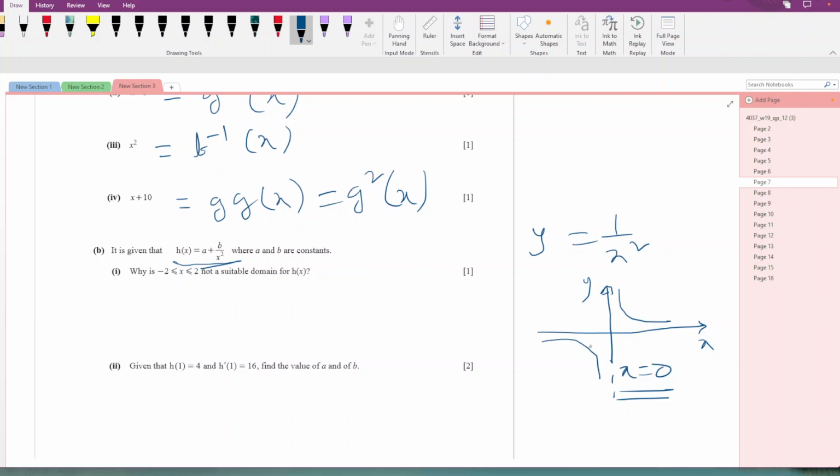Definition of function: if we consider the definition of a function, there is a continuity in the function. If any discontinuation is observed, it is not a function.